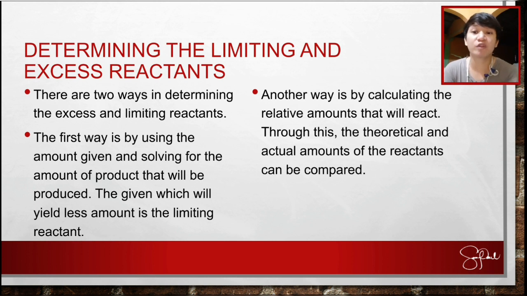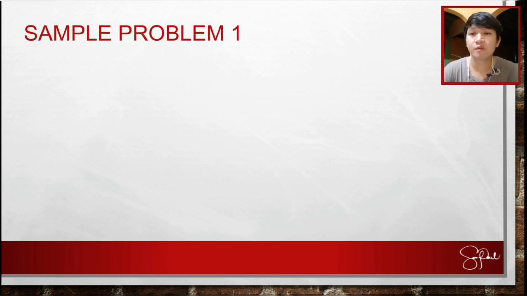So we will be comparing both of the reactants. Through this, the theoretical and the actual amounts of reactants can be compared. Those are the two ways on how we are going to determine the excess and limiting reactants. I will be showing you both ways, so that whichever is easier on your part, you can use it. As long as the answer is correct, there is no problem on which way you're going to use. So let us have sample problem number 1.